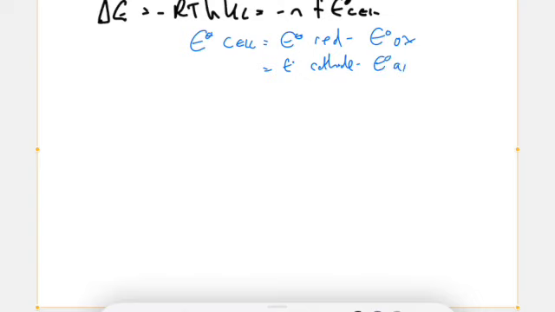Just a quick recap to work out E naught for the cell. It's the reduced minus the oxidized, or it's the cathode take the anode. Or for the spontaneous reaction, I'm sure you do the same as me: look for the most negative E naught value, flip the sign, and add it to the other value. Because the most negative is the one that will oxidize, so you have to reverse it, hence you flip the sign.